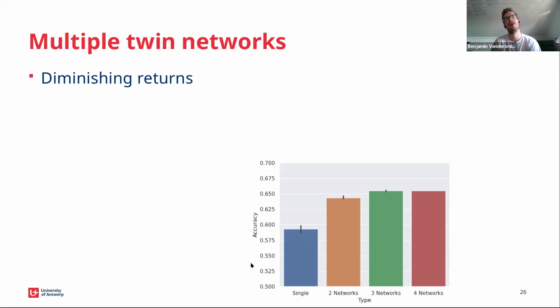For a single network to two networks, we get a quite big jump. For two networks to three networks, there is a smaller jump. And for 3 to 4 networks, there is no significant increase or decrease. So unless performance is really critical, I would suggest to maybe use two networks.